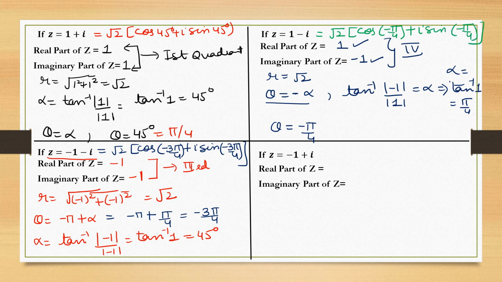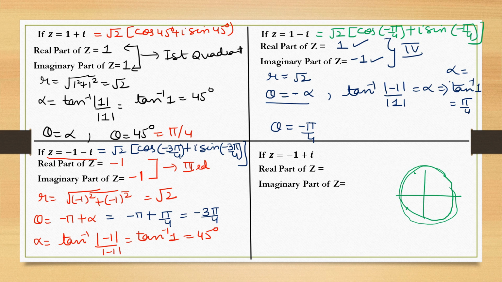You can observe one thing: your r, that is the modulus, is the same, because modulus is the distance of the point from the origin. So the distance is the same for all the numbers. That means the numbers are just rotating according to the angles.